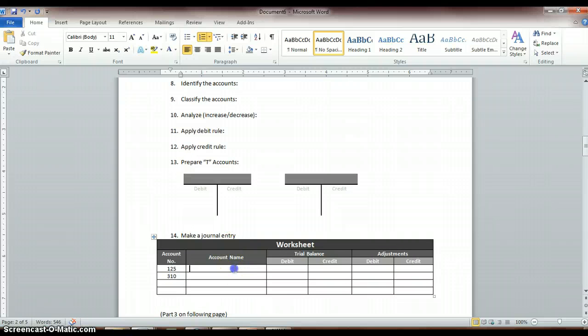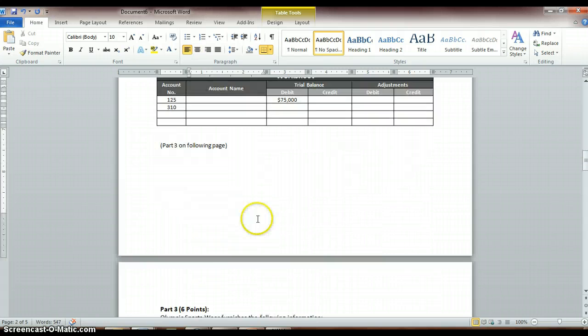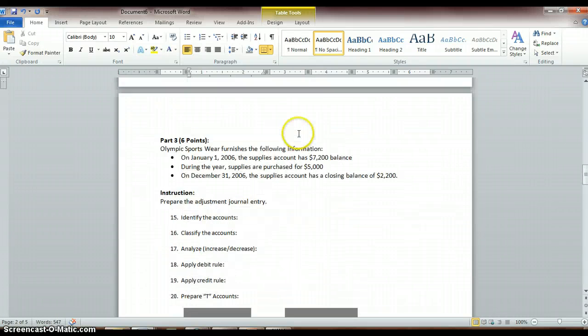So your merchandise inventory, you need your balance again of $75,000, but you're starting with $75,000, and then you should be debiting merchandise inventory because we're going to increase it, and then crediting what account? I'll let you figure that out.